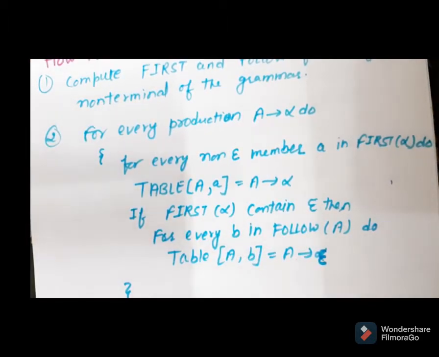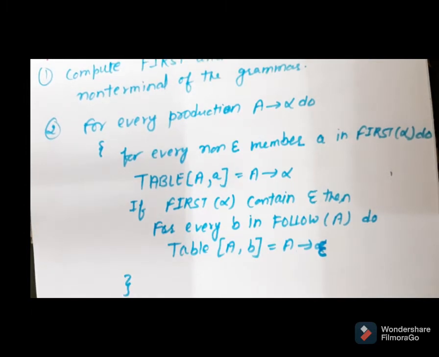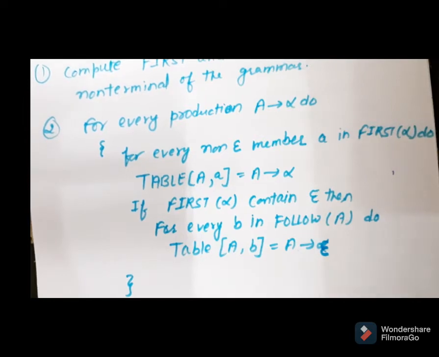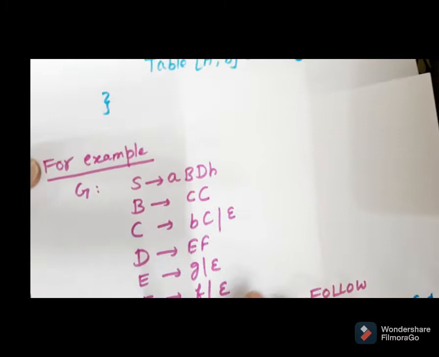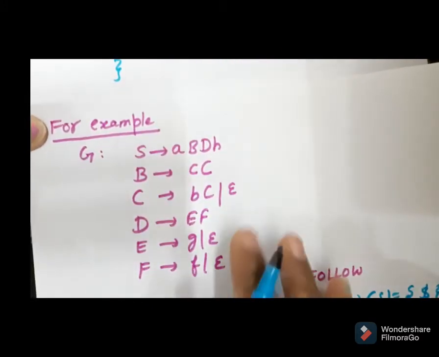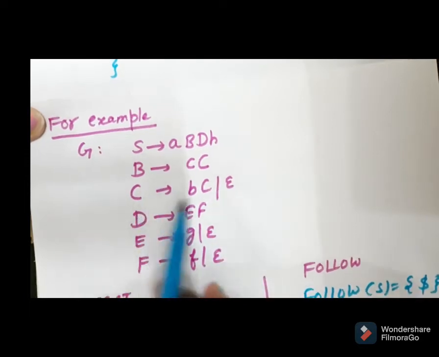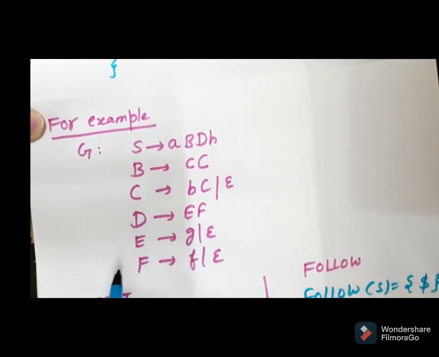And now I am taking the same example for which I have calculated first and follow. Now I am in the state of constructing the table. So this is the grammar. This grammar is given to us, and S tends to this, B tends to this, production T tends to 2, production T tends to EF, E tends to G and epsilon, F tends to F and epsilon.